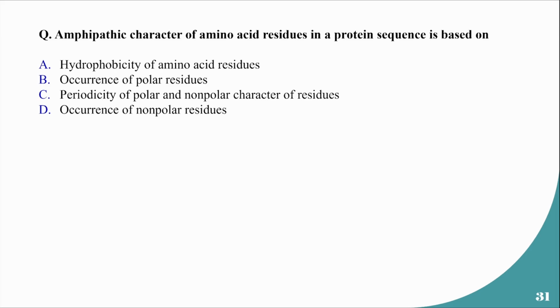Amphipathicity is basically the periodicity of polar and non-polar residues, as we discussed earlier also. So there should be a periodic nature between the occurrence of polar, it could be uncharged polar or charged amino acids, and the non-polar amino acids, right? That would give an amphipathic nature to this stretch of sequence.